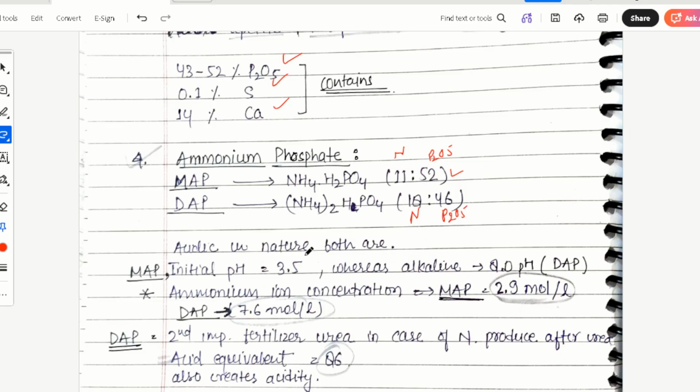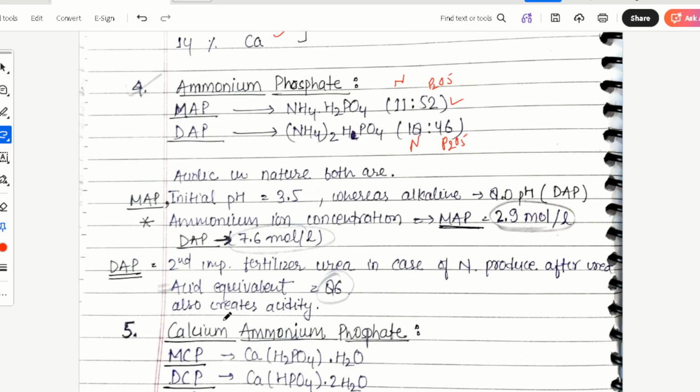So it is acidic in nature. In MAP, the initial pH is 3.5, whereas DAP is alkaline with pH 8.8. The ammonium ion concentration is 2.9 mole per liter in MAP and 7.6 mole per liter in DAP. So DAP is the second important fertilizer. In the case of urea, the acid equivalent is 86 and it also creates acidity. So DAP also creates acidity in field conditions.